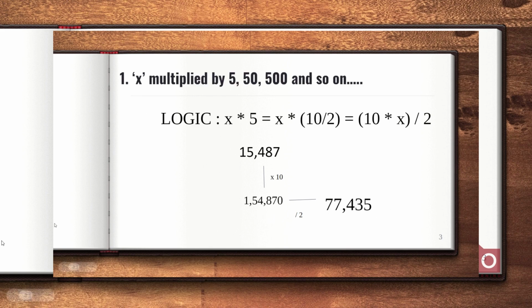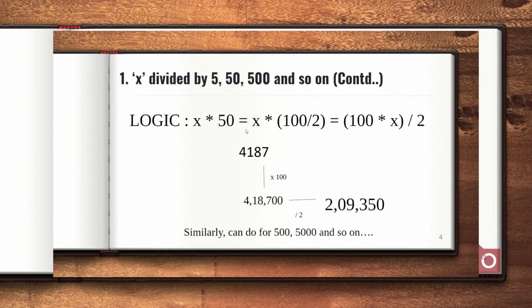So 15,487 multiplied with 5 gives us 77,435. Now this logic can be extended to numbers like 50, 500 and so on. Let's see how.